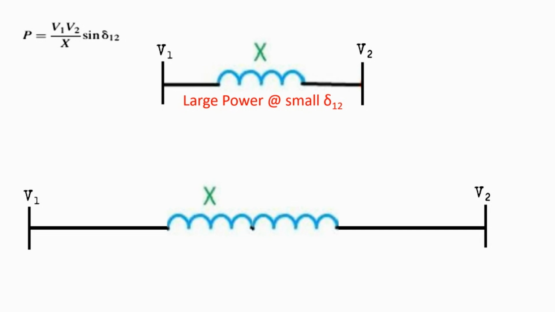While in the long transmission line, this is not happening. Since the transmission line is long, X is high, so you can reach with delta 1 your maximum limit, making sure that you are not exceeding the thermal limit. In this example, we are talking about one more parameter controlling the stability, the thermal limit of the transmission line, the current carrying capacity, the load capacity of the transmission line.